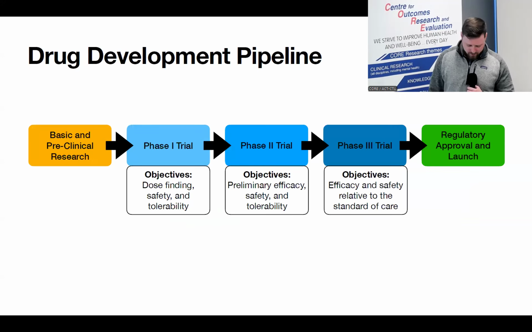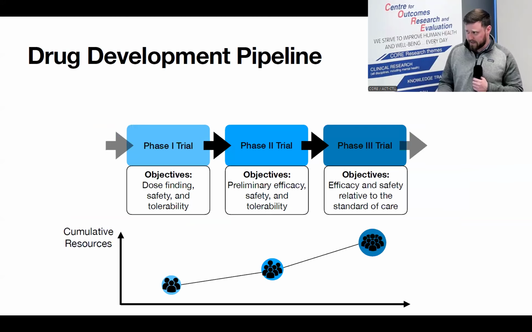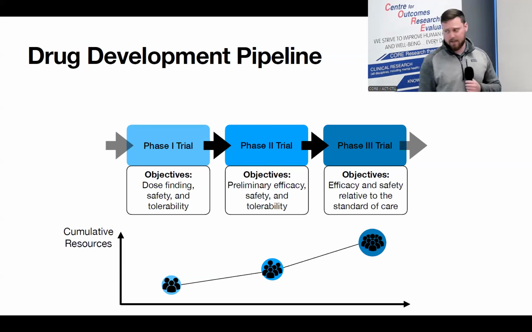And so the motivation from Genentech's point of view was this. Basically, they have a drug development pipeline that goes from basic and preclinical research through phase 1, phase 2, and phase 3 trials, and on to the regulatory approval and launch of a product, assuming the phase 3 is a success.